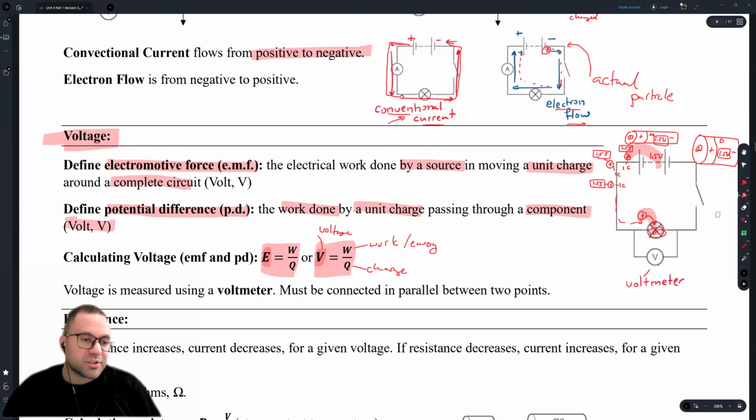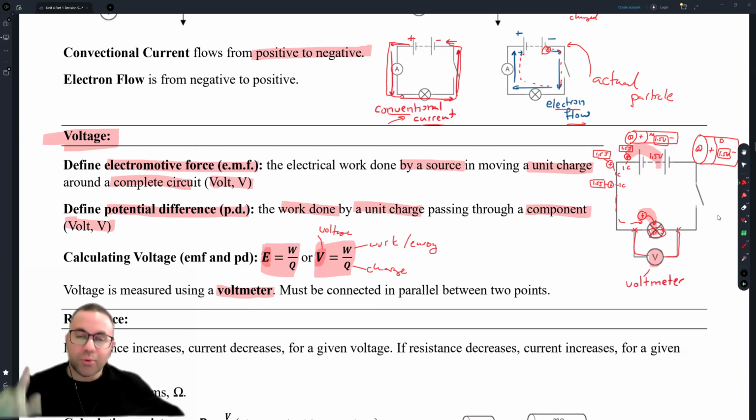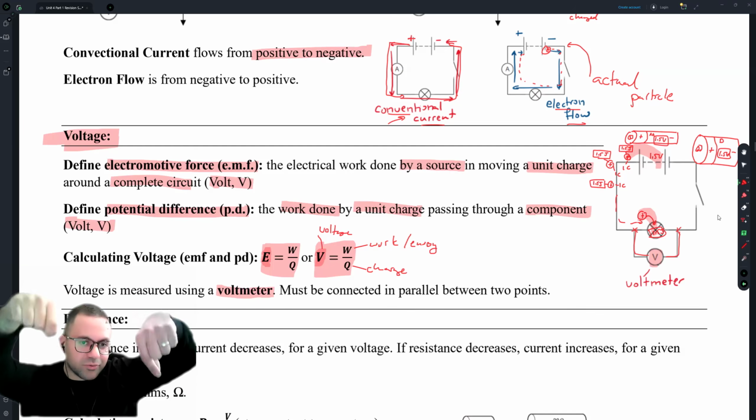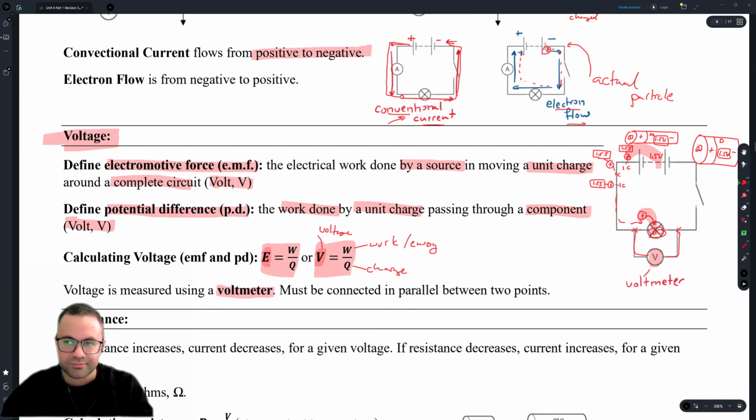The unit of measurement is called volt, so just V as well. And we measure it using a voltmeter. A voltmeter is this device over here, and it must always be connected in parallel, meaning the wires have to be placed before and after the thing that you're trying to measure the voltage across. Okay.